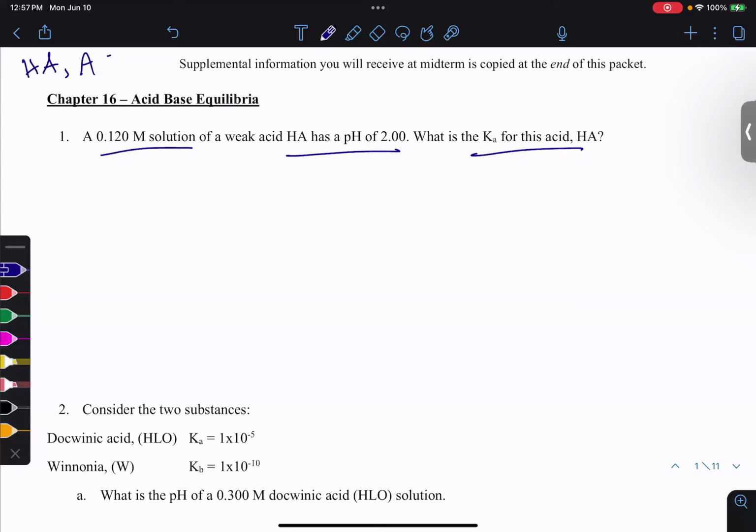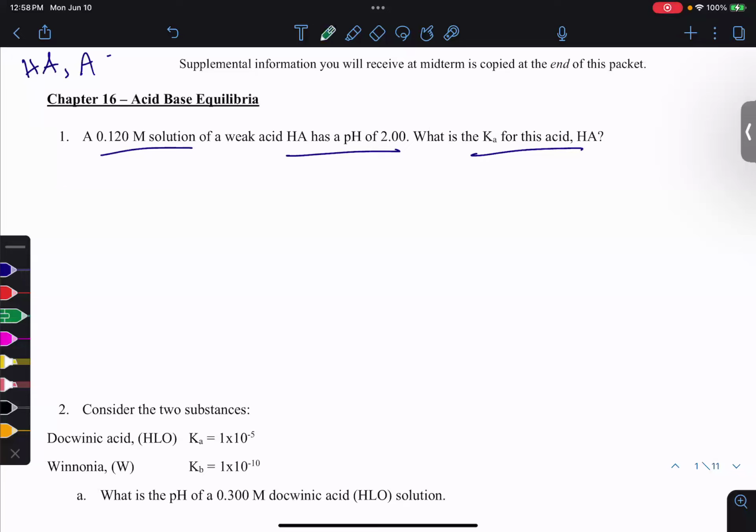One where I give you K and you solve for X, and you have to do an approximation. But this one, I don't give you Ka. I want you to calculate Ka. This is a type 1 ice table where I give you hints at the entire table so you can fill it all out and calculate Ka. So there's no approximation here that we need to do.